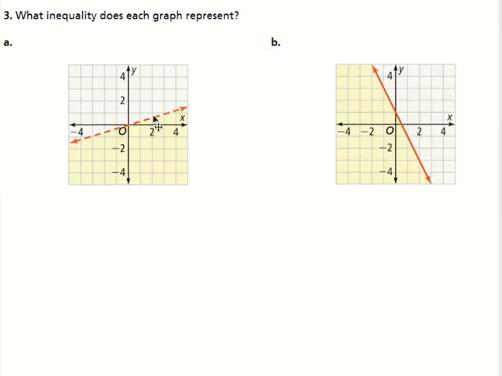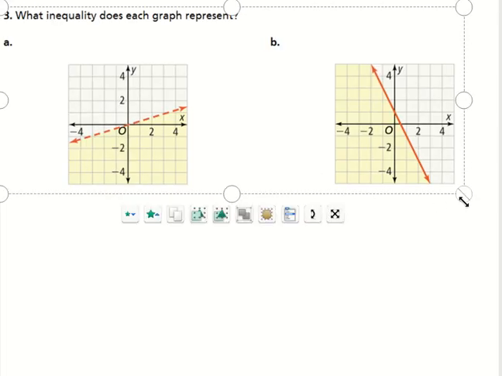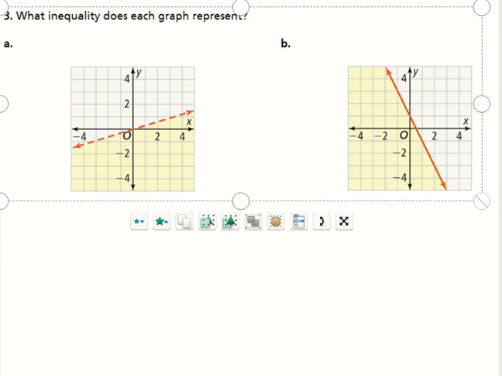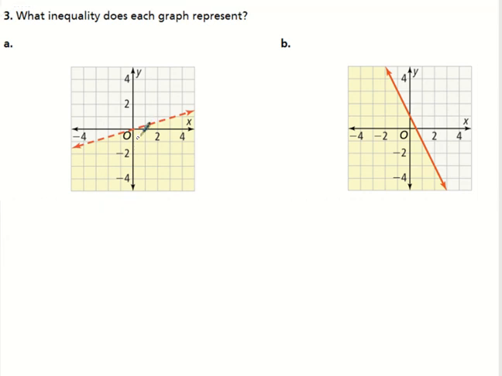You might also have to write an inequality by looking at a graph. So if I look at this first one, the first thing I want to look at is, do I have a solid line or dashed line? If it's dashed, that means I'm not going to have the or equal to. Then I have to actually write the equation of the line. So I have to figure out my y-intercept. Okay, so my y-intercept is 0, so that makes it easy. And then I got to figure out my slope.